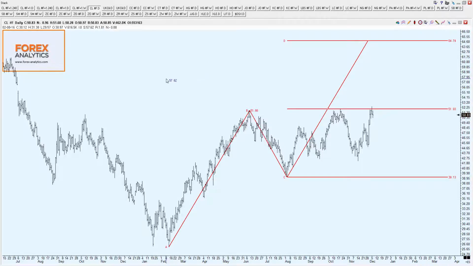This is oil daily, again, as an ABCD pattern. All that means is the AB move equals the length of the CD move. What we were looking at was the 50% of that, halfway, which I call the P. Price moved up, hit that, fell away, came up to it again, and hit that exactly, at 51.93. This is an area where we were anticipating resistance. Let me move it back to the daily chart once more.